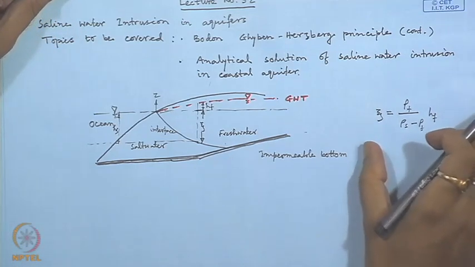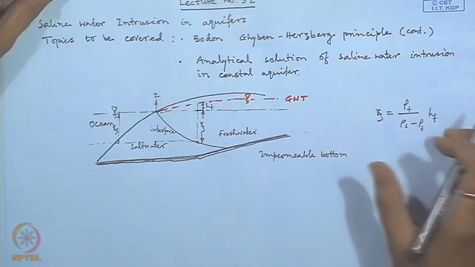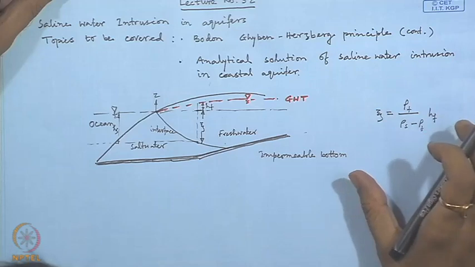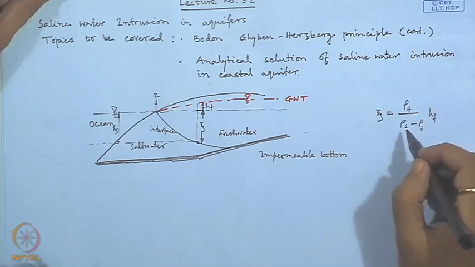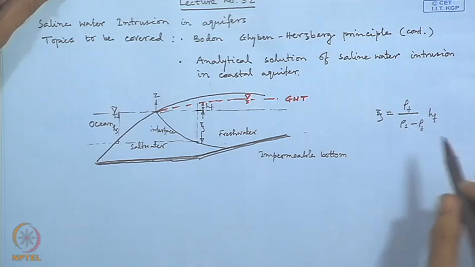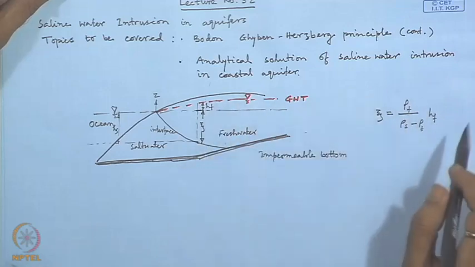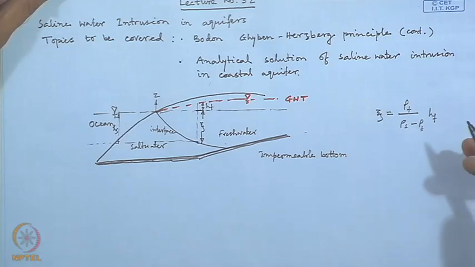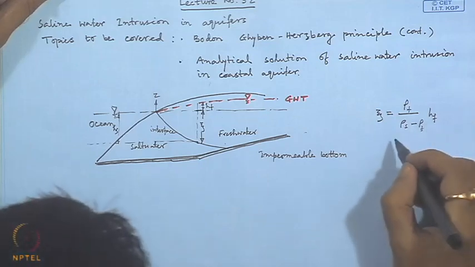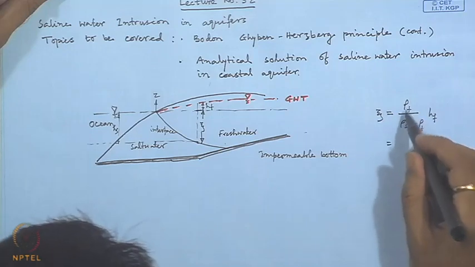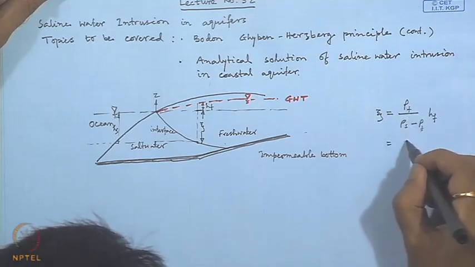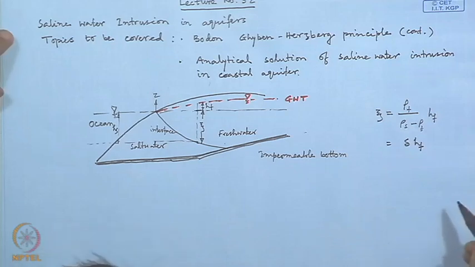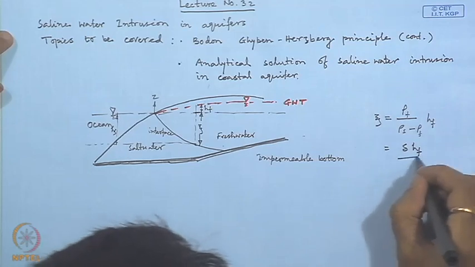In this particular derivation, we have assumed that our salt water wedge is basically stationary or stagnant. With this assumption, we will continue our derivation for saline water intrusion in different coastal aquifer formations. That is, first one will be confined, then unconfined, and for oceanic islands. So, let us consider this ratio rho f by rho s minus rho f as delta. So, with this assumption, we can continue our derivation.